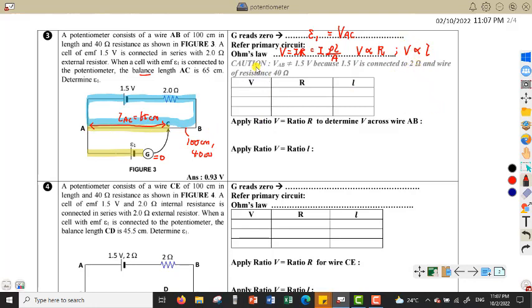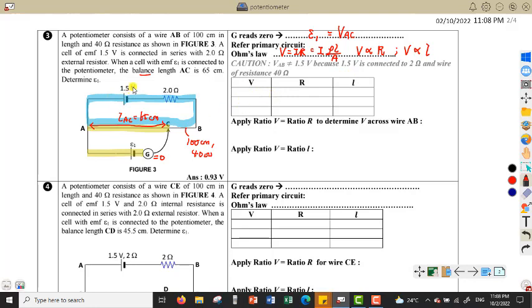Okay, but you have to be cautious. In this question, we cannot say the 1.5 volt is given to the whole wire AB. Why? Because the 1.5 volt is connected in series to the 2 ohm resistor and also the resistance of the wire is 40 ohm. So, in order to determine the voltage across the balance length, we need to calculate how much is the voltage across the whole wire first. So, we are going to write down all the information about the voltage, the value of resistance, and the length that we know from the question.